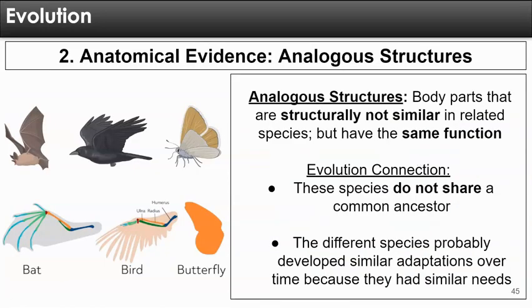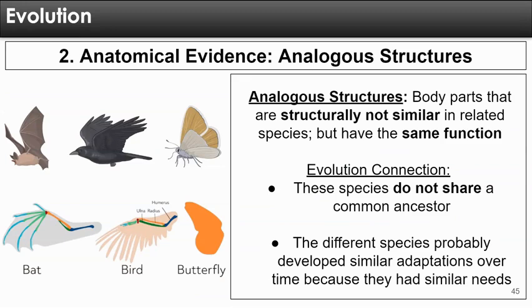We're still continuing under anatomical evidence. So there's a couple of pieces to the anatomical evidence section of this, right? Analogous structures are a little bit different than homologous. So analogous structures on slide 40, you're writing structurally not similar on the first line, and then you're writing same function. This is a little bit flipped in comparison to the homologous structures. Analogous structures are body parts that are structurally not similar, but they have the same function.